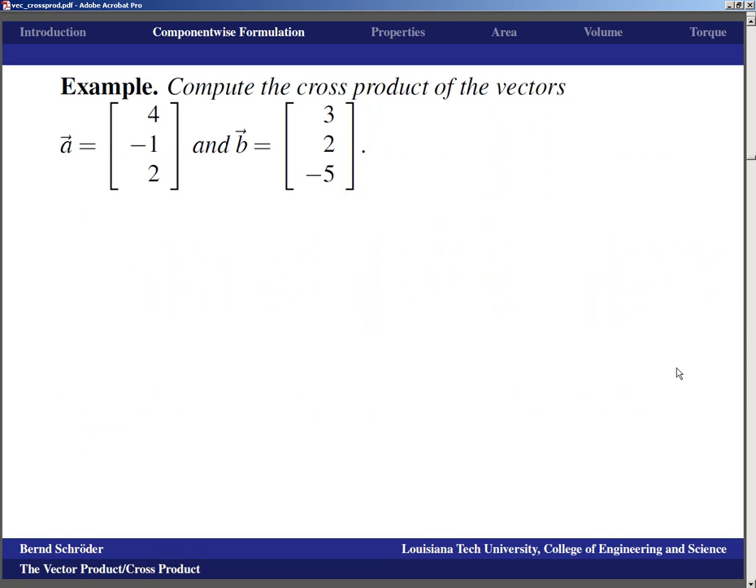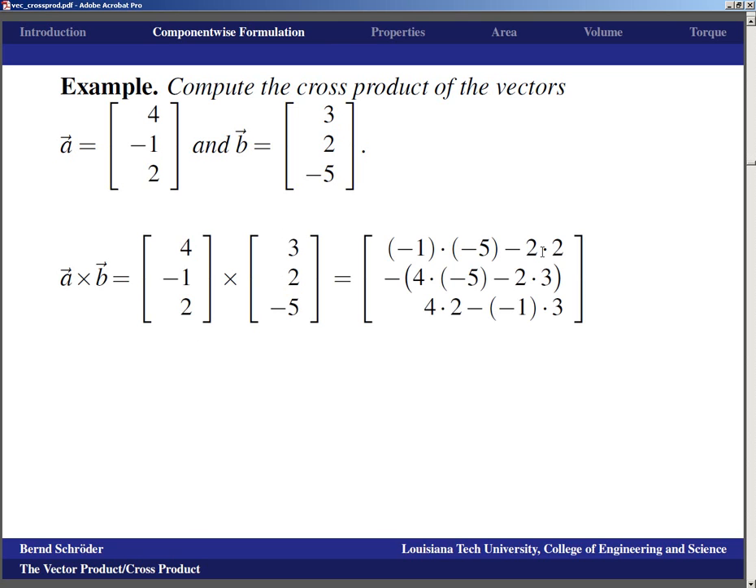So, quick example. Here's actually something where it makes sense to work out the computation, because the computation isn't totally obvious. So, we want to compute the cross product of (4, -1, 2) and (3, 2, -5). Well, okay, so A cross B is (4, -1, 2) cross (3, 2, -5). Well, what do we get? We get -1 times -5 minus 2 times 2 in the first component, right? We get negative (4 times -5 minus 3 times 2) in the second component, and we get 4 times 2 minus 3 times -1 in the third component.